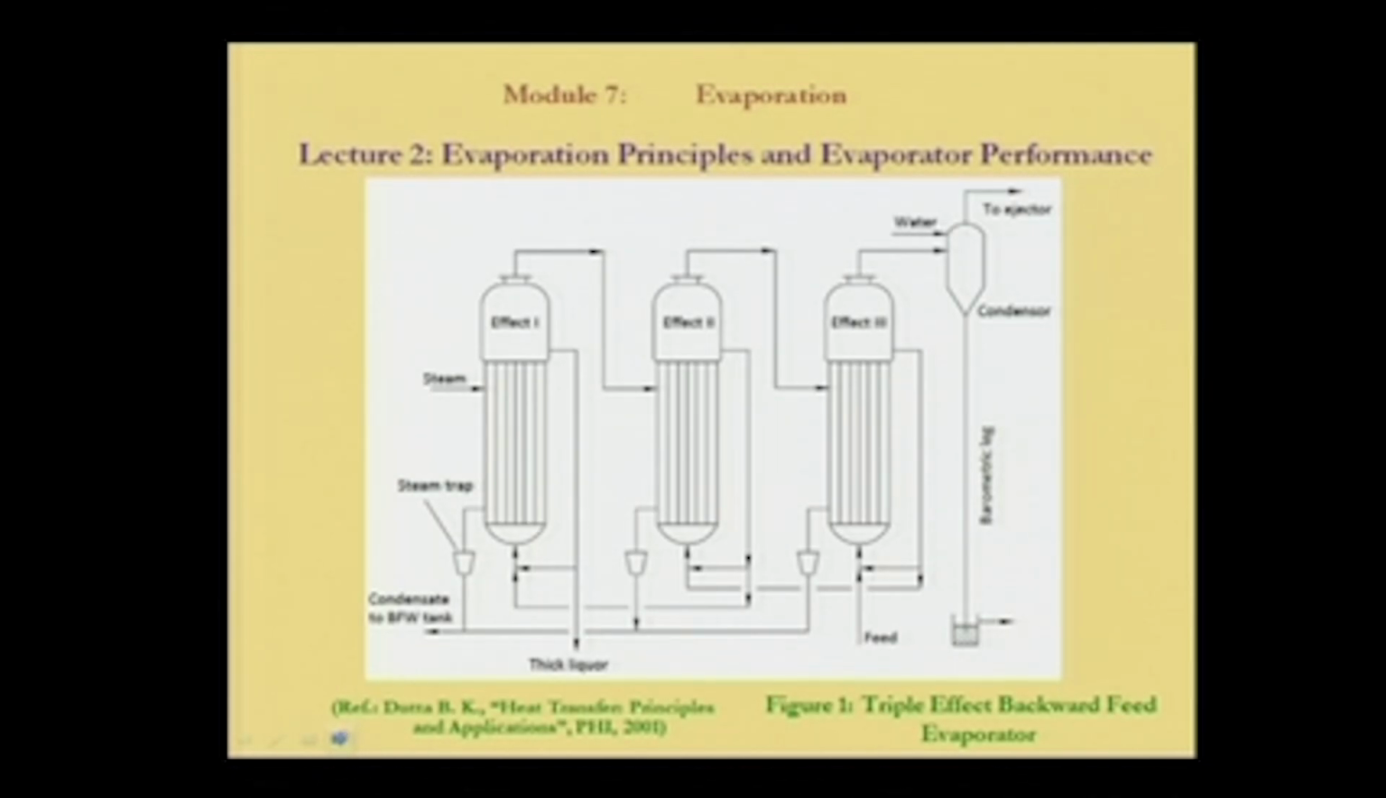The second part is what is called backward feed. What is the difference here? In this case, the feed is starting from here, then it goes to the previous effect, and then to this one. The vapor is moving in the forward direction, but the feed is moving in the backward direction. That is why the mode of feed supply is what is being classified.